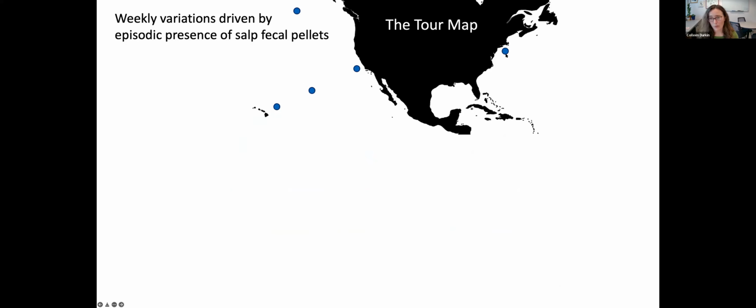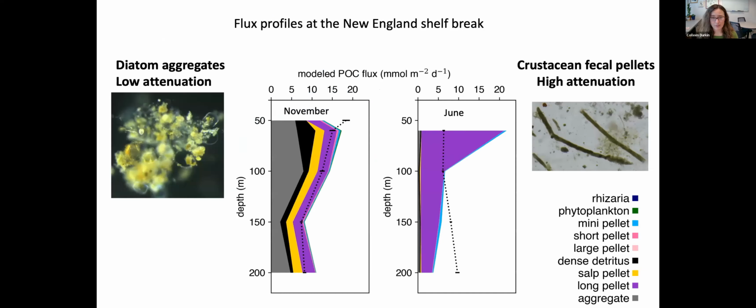And so I'll show you what was going on at that location. Here's the same type of graph. We went out there in November of 2015, and then we went back to the same location the next June. So what you'll notice here is that the modeled POC flux was much higher at this location, between 15 and 20 millimoles of carbon per meter squared per day. And that was true at both months that we were there.